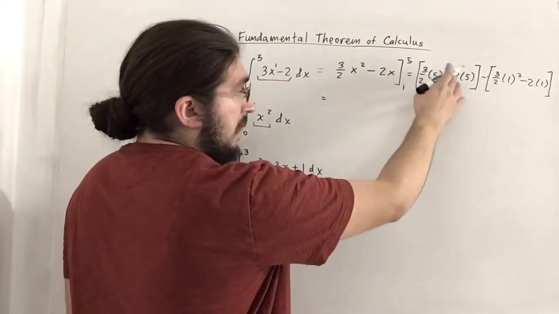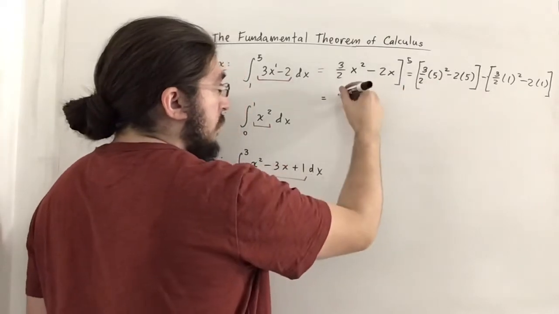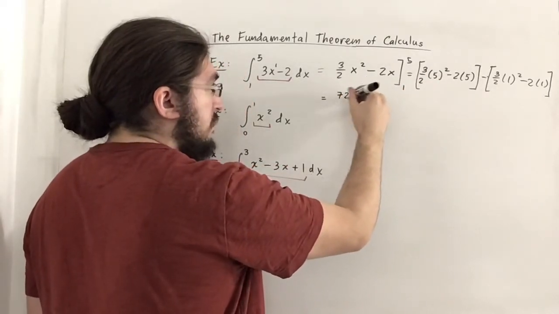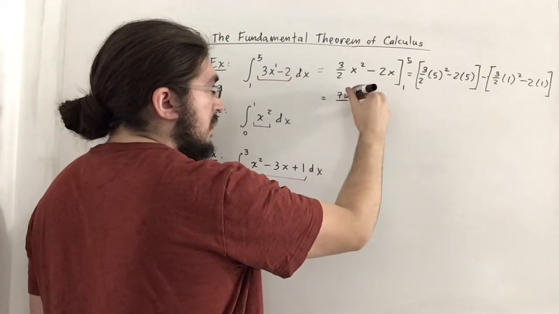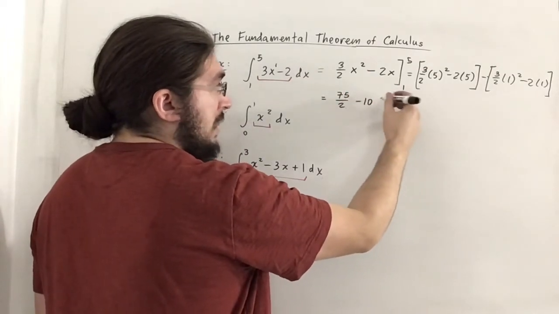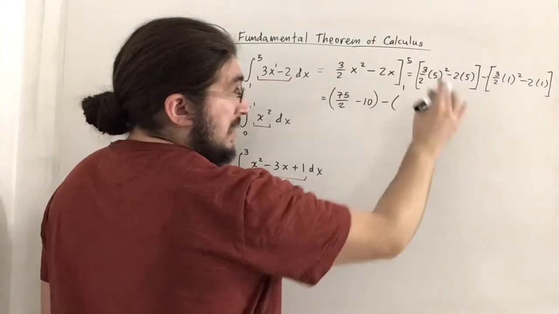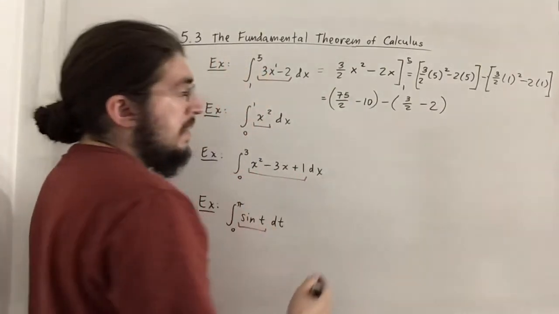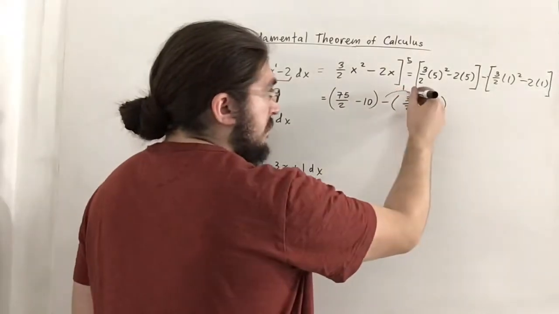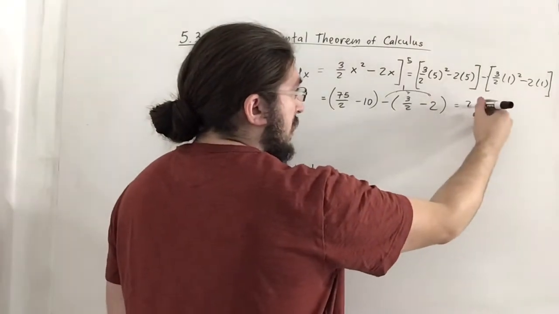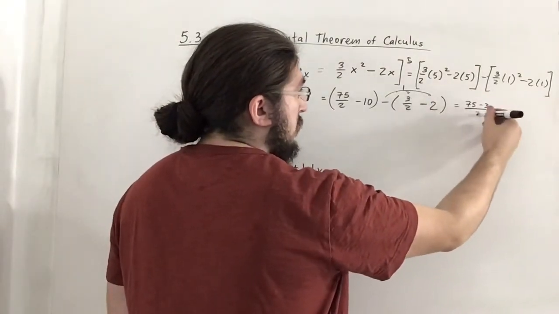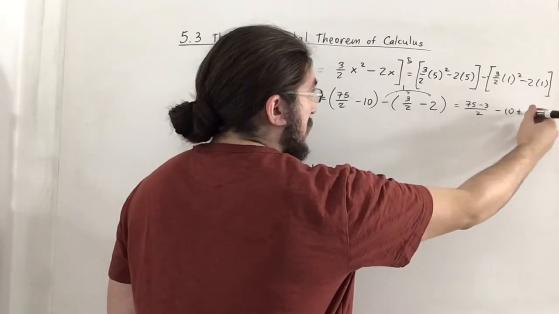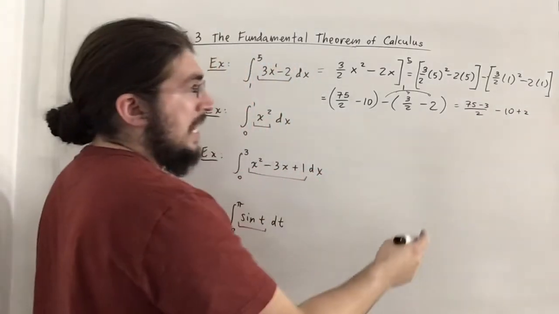Now if we evaluate this, notice we get 25 times 3 is going to be 75 over 2. 75 over 2. There we go, minus 10. Minus, the second evaluation is just literally 3 over 2 minus 2. And then if you distribute that negative, you end up getting 75 minus 3 over 2 minus 10 plus 2. And notice that's just negative 8.